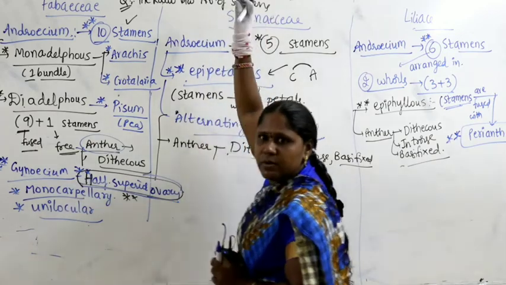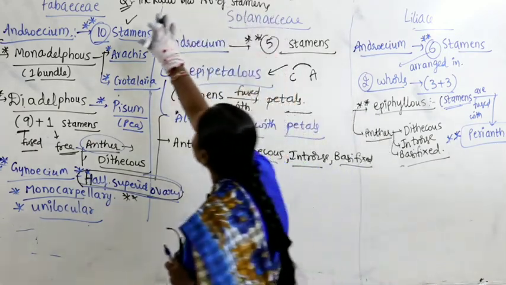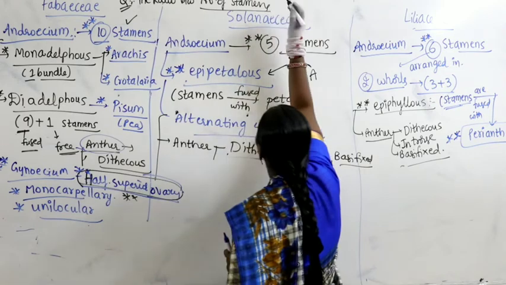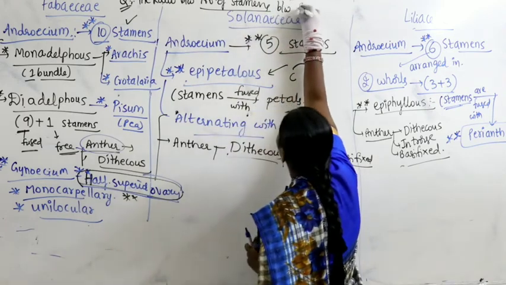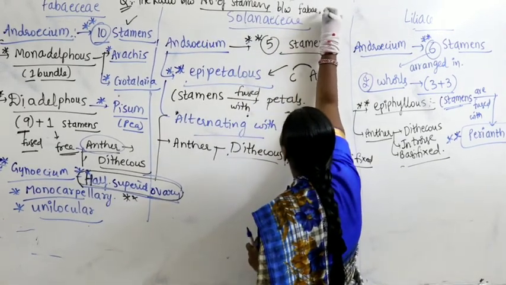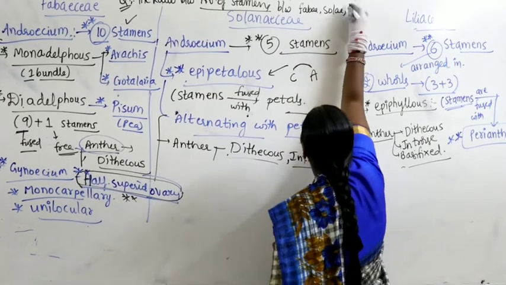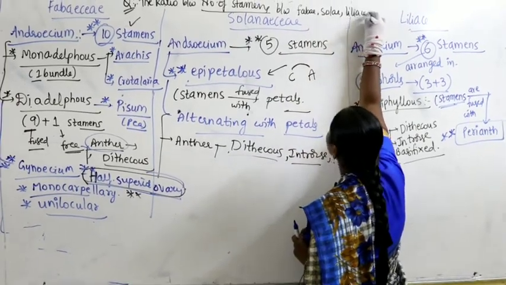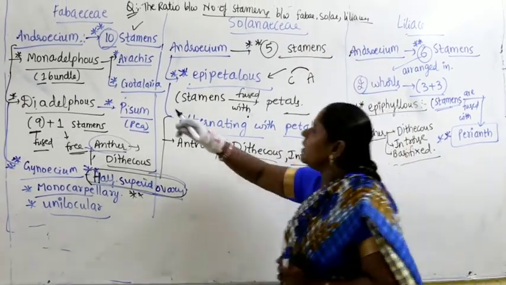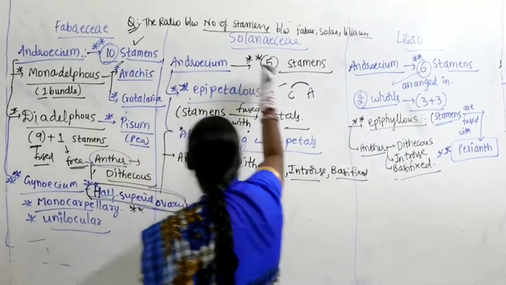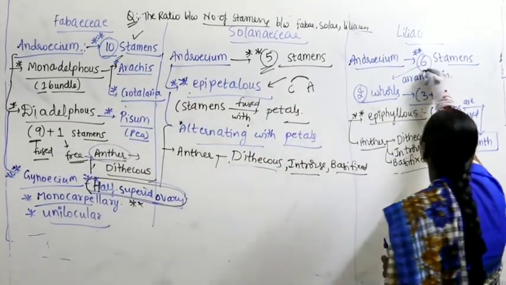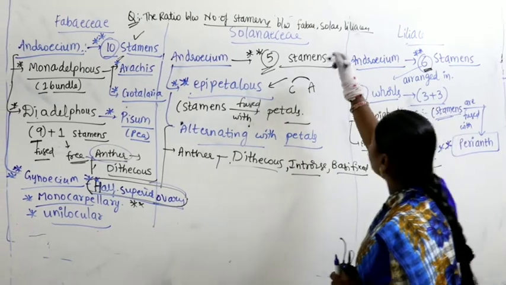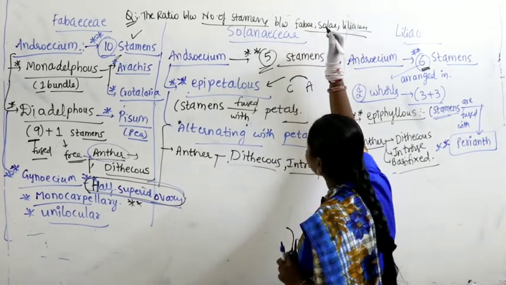I hope this is visible, the upper one, right? The ratio between the number of stamens in Fabaceae, Solanaceae and Liliaceae. Then what ratio will you get? Here 10 stamens, here 5 stamens, here 6 stamens. What total ratio will you get?